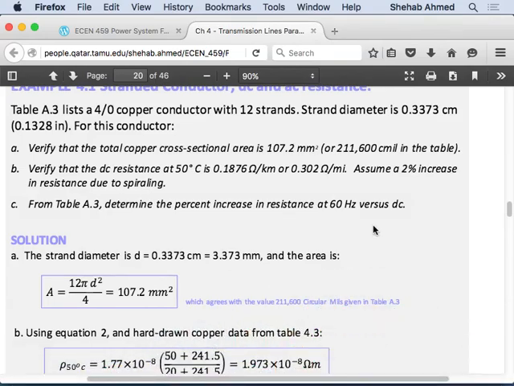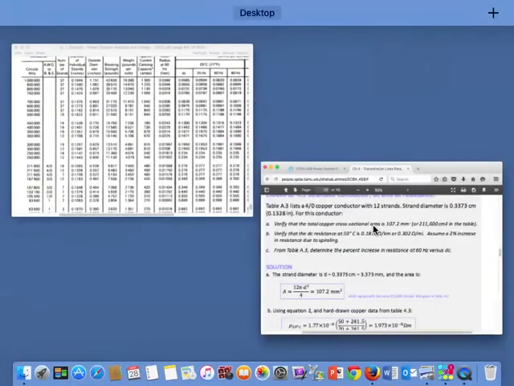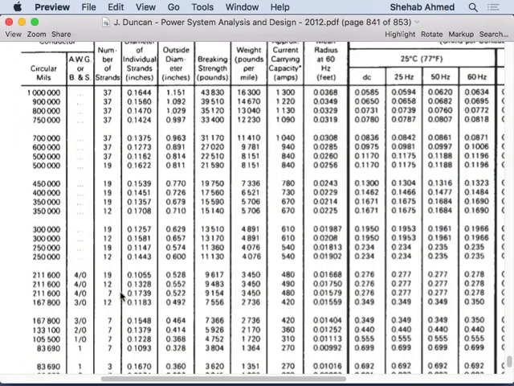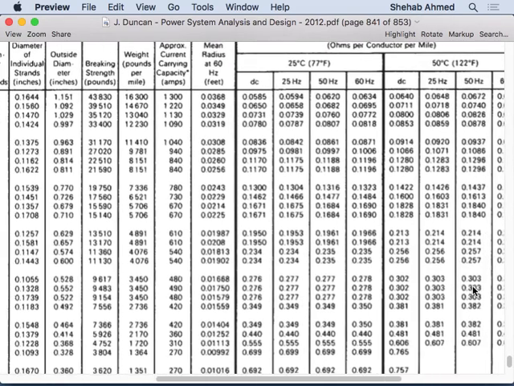So they gave us a DC resistance, and they just want us to verify. Let's look at the table. It's the resistance at 50 degrees Celsius. This is our conductor, the 0.1328 diameter one. You go to the side, and the DC resistance is 0.302 ohms per mile at 50 degrees Celsius. So I guess they want us to verify that.